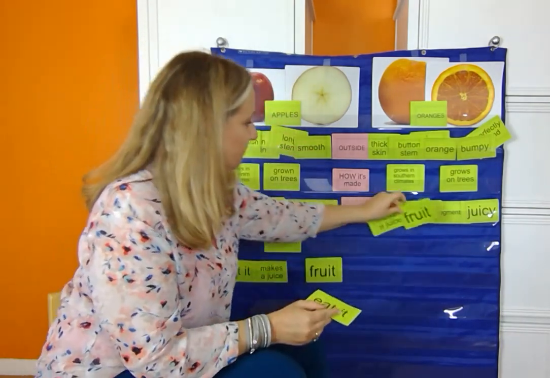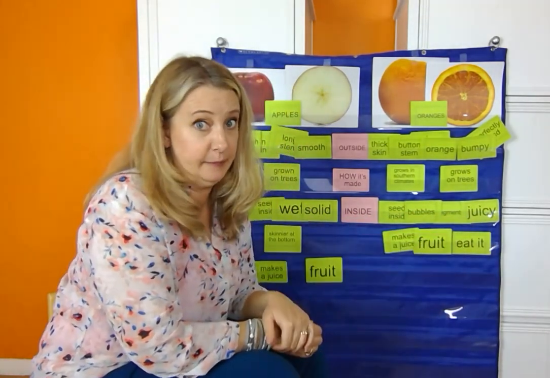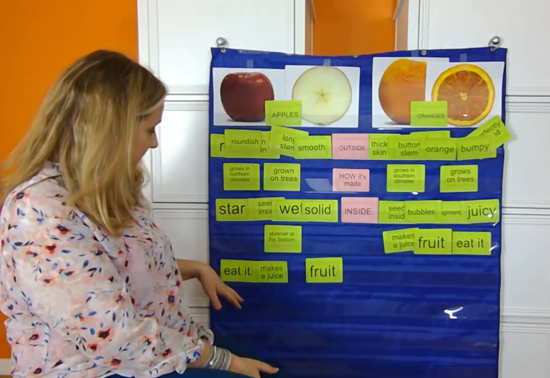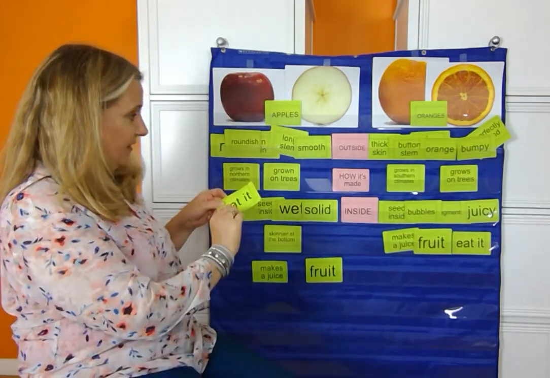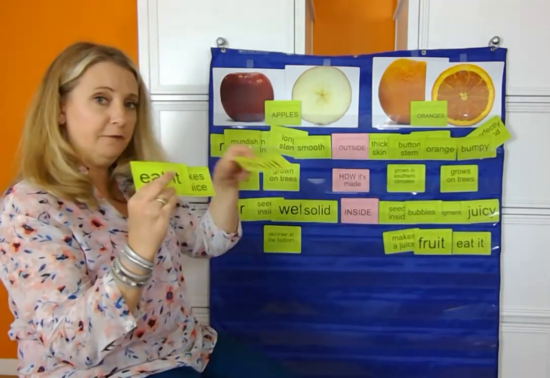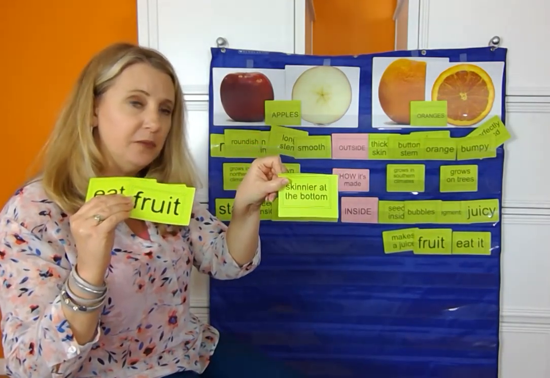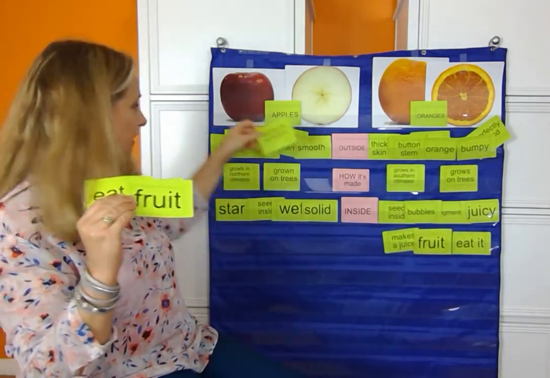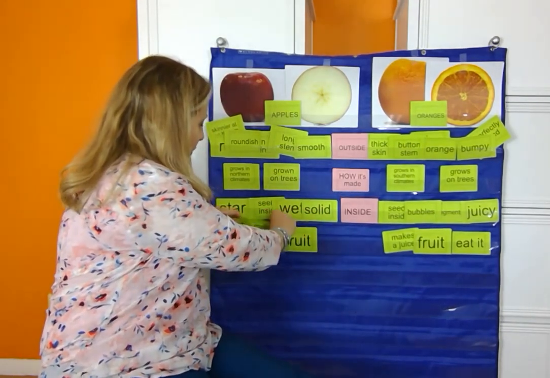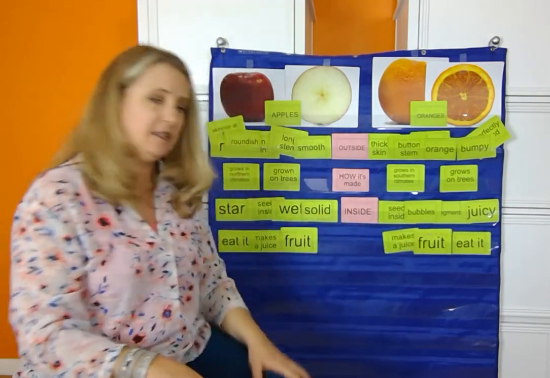Okay, so we've got a group here. And this time we found it on text B first. Can we find that on text A? Oh, some of the same things. Eat it, makes a juice, fruit. We've got one left. Skinnier at the bottom. Where do you think that should go? Outside, you say? Up here? Yeah. Okay. So we've got a group for text A and a group for text B.